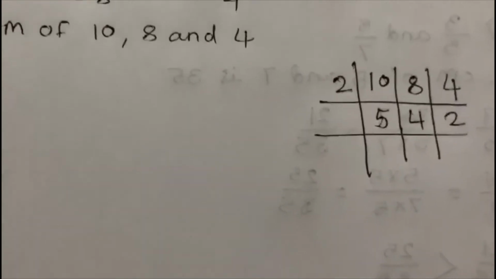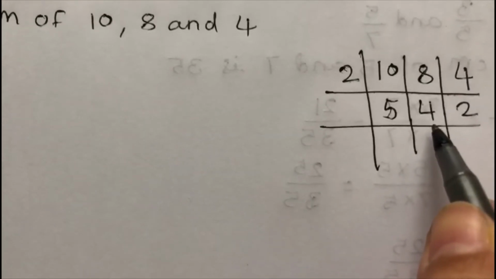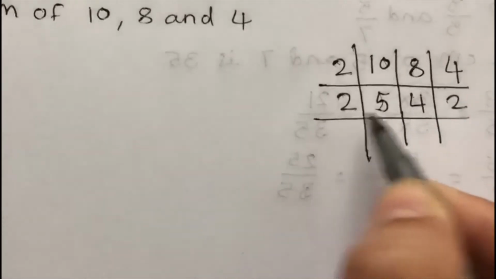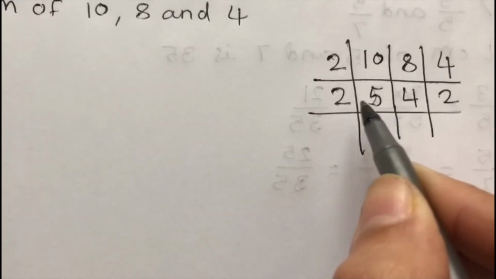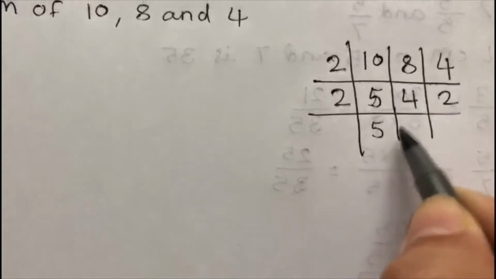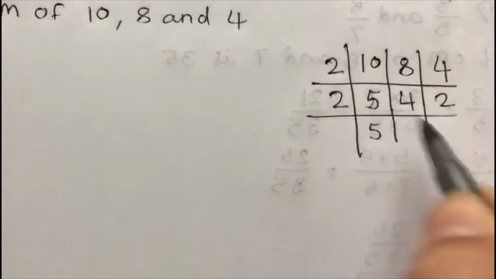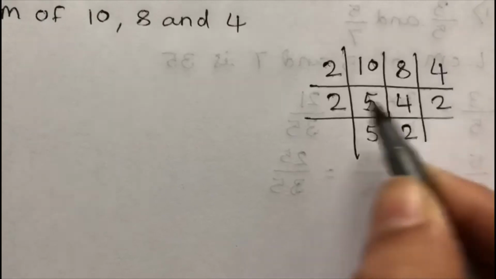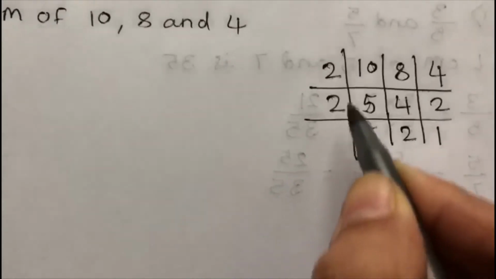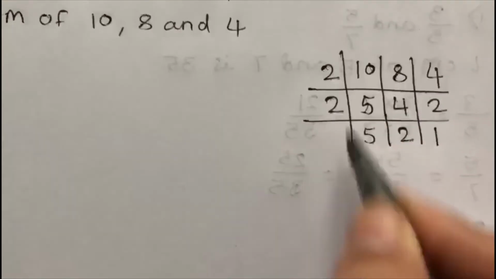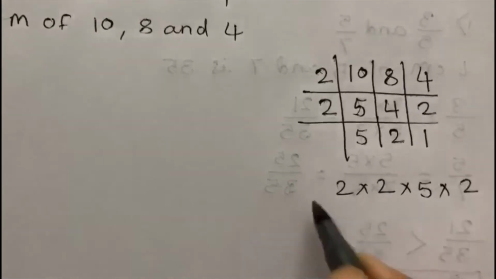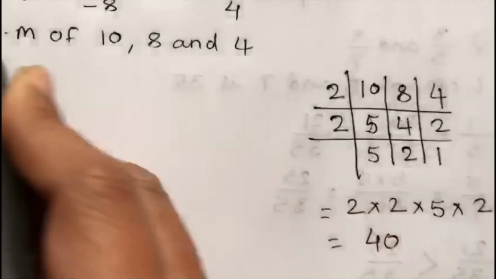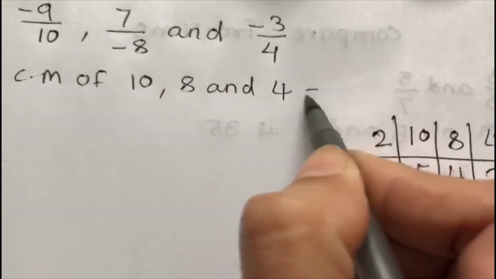Now you have to find a number which can divide at least two numbers present here. So I write here 2 because 4 is divisible by 2 and 2 is also divisible by 2. And 5 is not completely divisible by 2. So I write 5 here as it is. When you divide this 4 by 2, 2 comes. When 2 is divided by 2, 1 comes. So the LCM of 10, 8 and 4 is 2 times 2 times 5 times 2. That means 40.